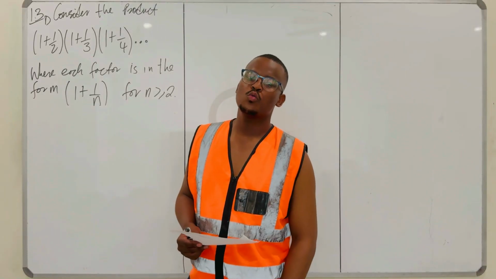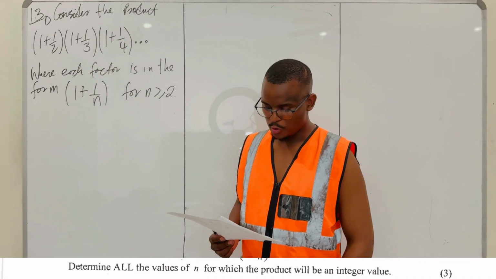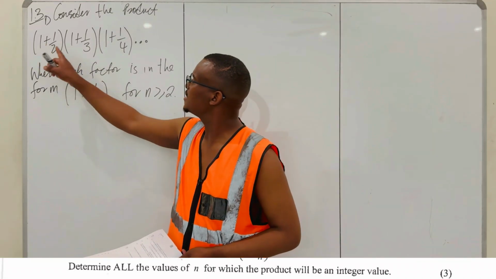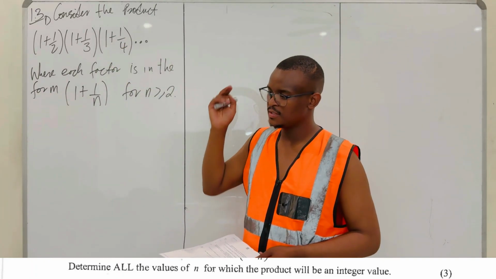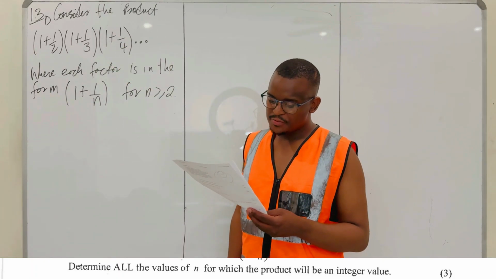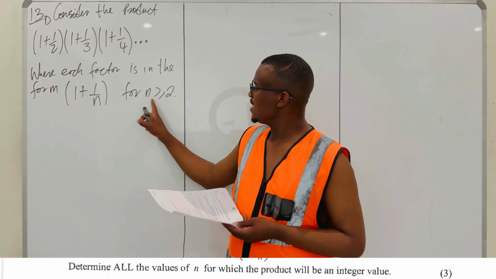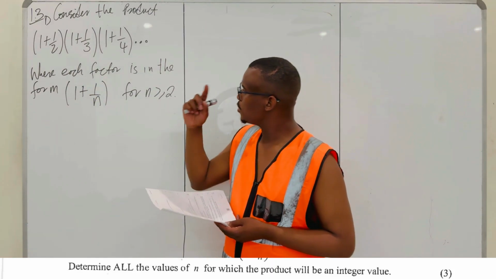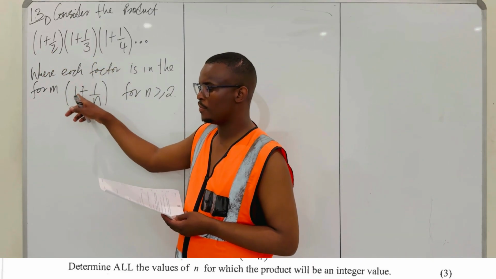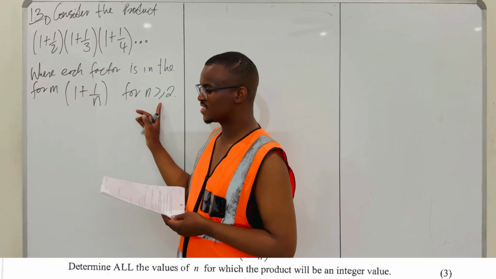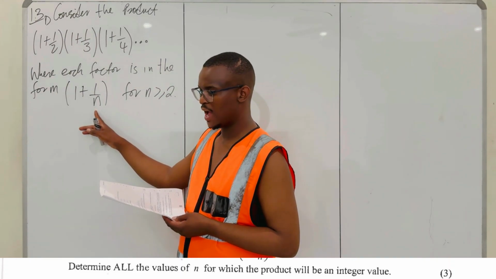Okay, so now we're doing 1.3, right? So 1.3 reads as follows. They are saying consider the product. So they want you to think about the product of these things here. And you can see they continue. Each factor of this product is in the form 1 plus 1 over n, for n greater or equal to 2. So we are told that all these factors are in this form. For n greater or equal to 2, the smallest possible value of n is 2.